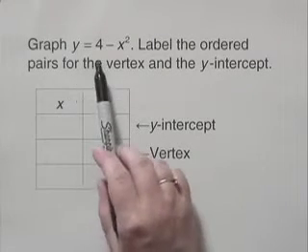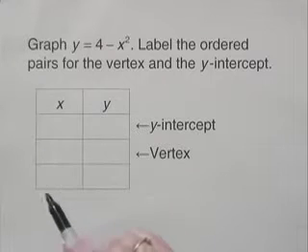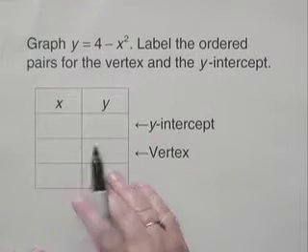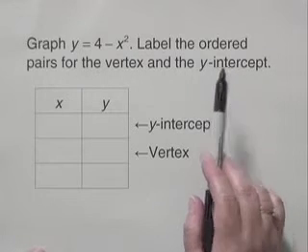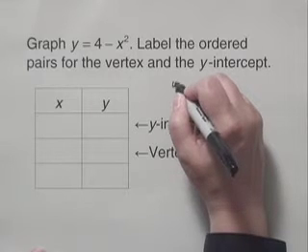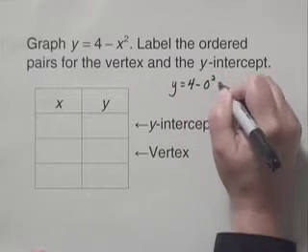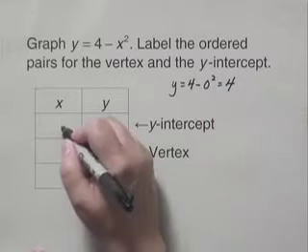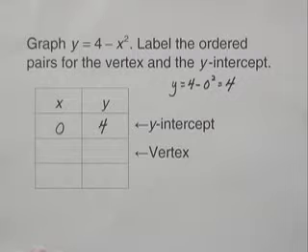Graph y equals 4 minus x squared. Label the ordered pairs for the vertex and the y-intercept. Let's start by thinking about the y-intercept. The y-intercept occurs when x is 0, so we have y equals 4 minus 0 squared, which is 4. So the point (0, 4) is the y-intercept.